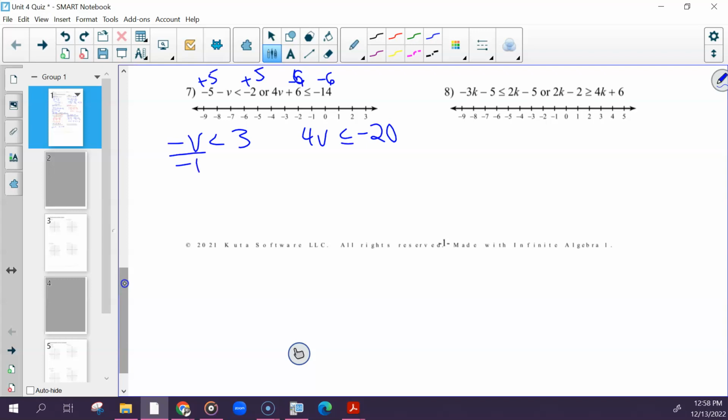So we would be dividing by -1 over here and by 4 on the right. Your sign would change directions. So b is greater than -3, or b is less than or equal to -5. So you would have a closed circle at -5 going to the left, and an open circle at -3 going to the right.